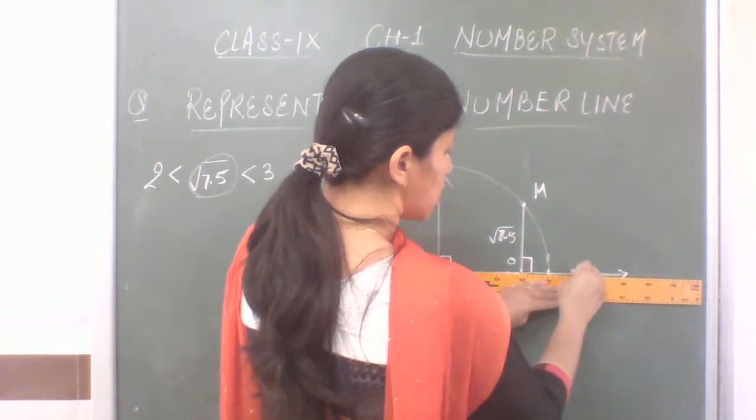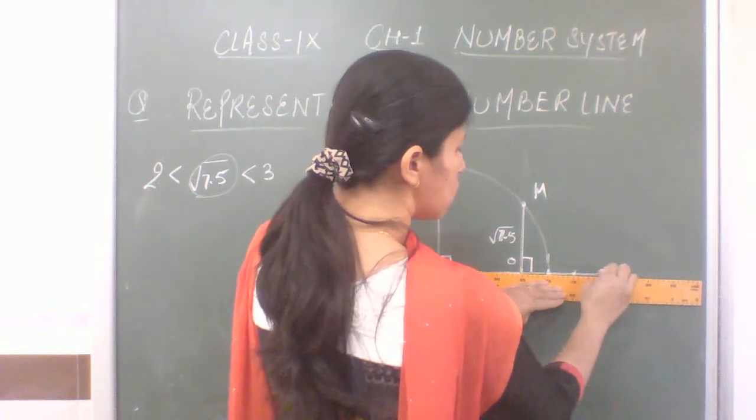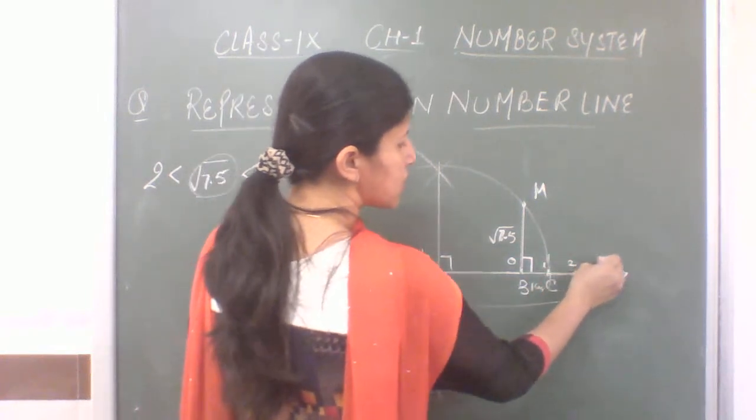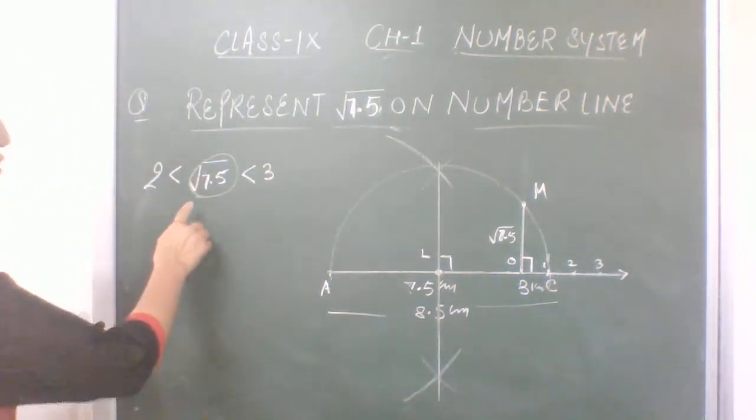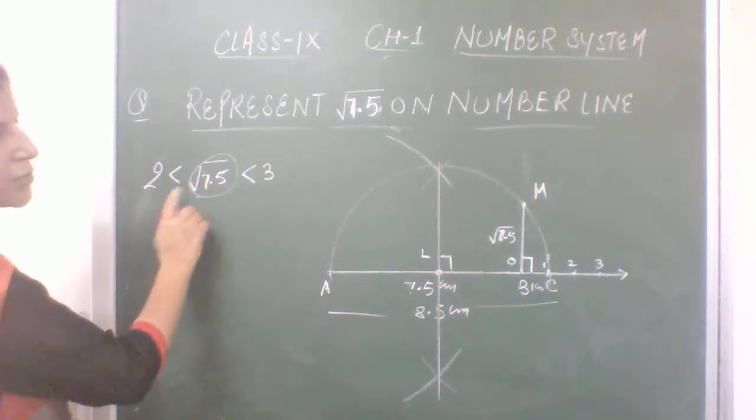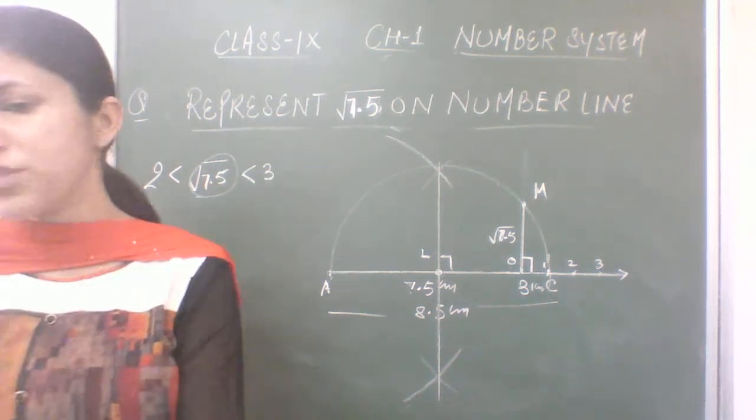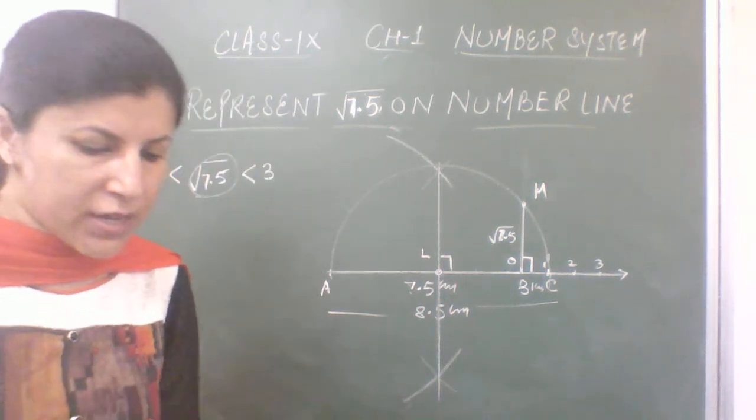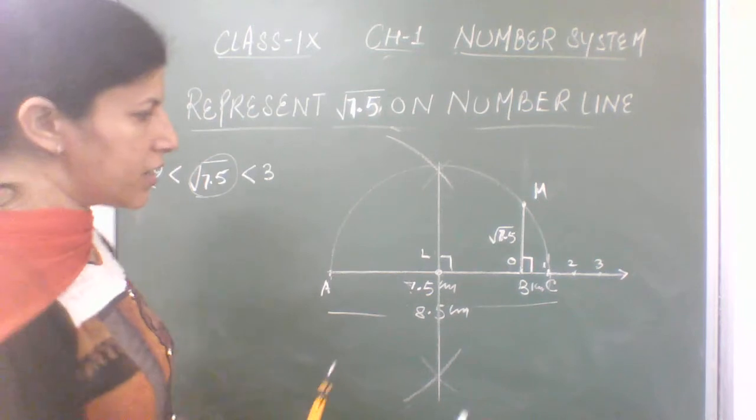Let me mark. This is 1. This is 2. This is 3. And we know that root 7.5 must lie between 2 and 3. Now plot root 7.5 on number line and check whether this construction is correct or not.